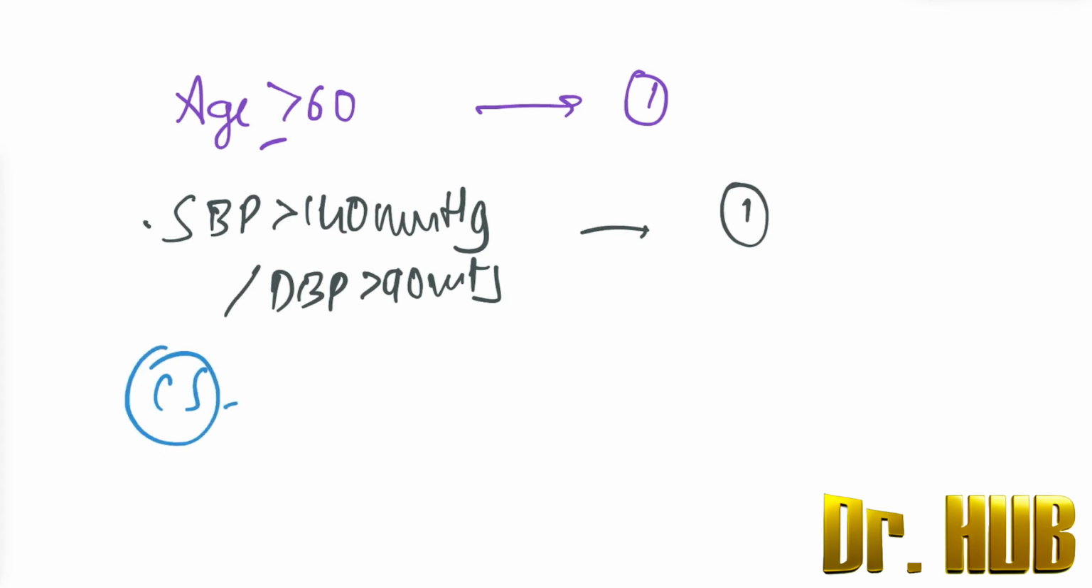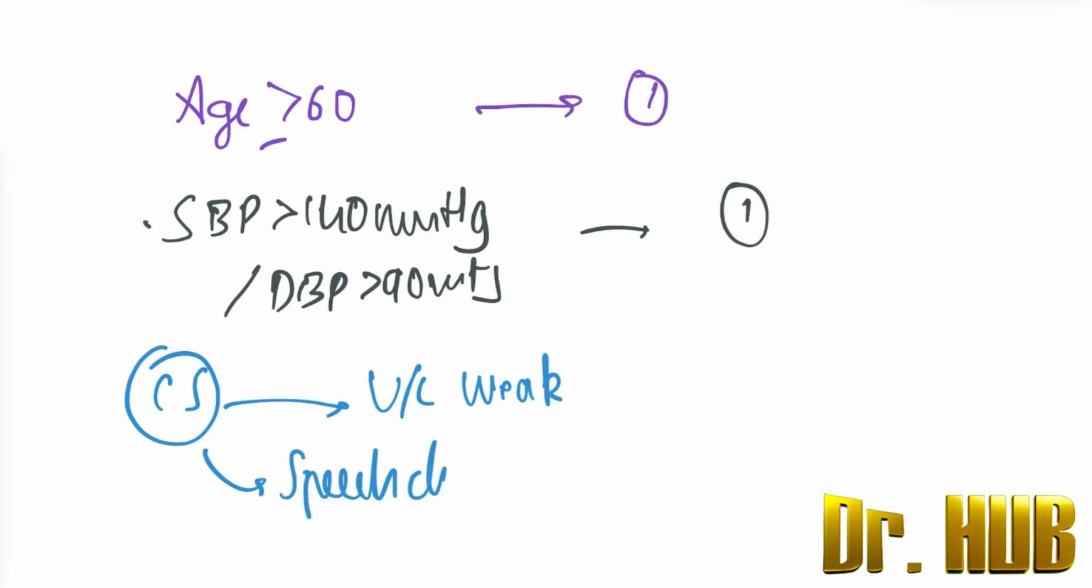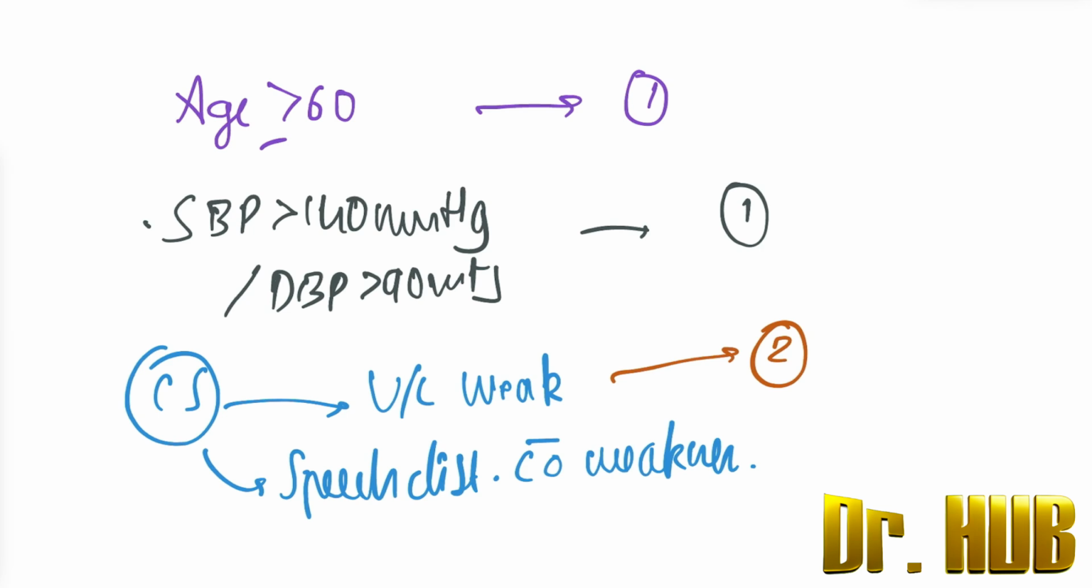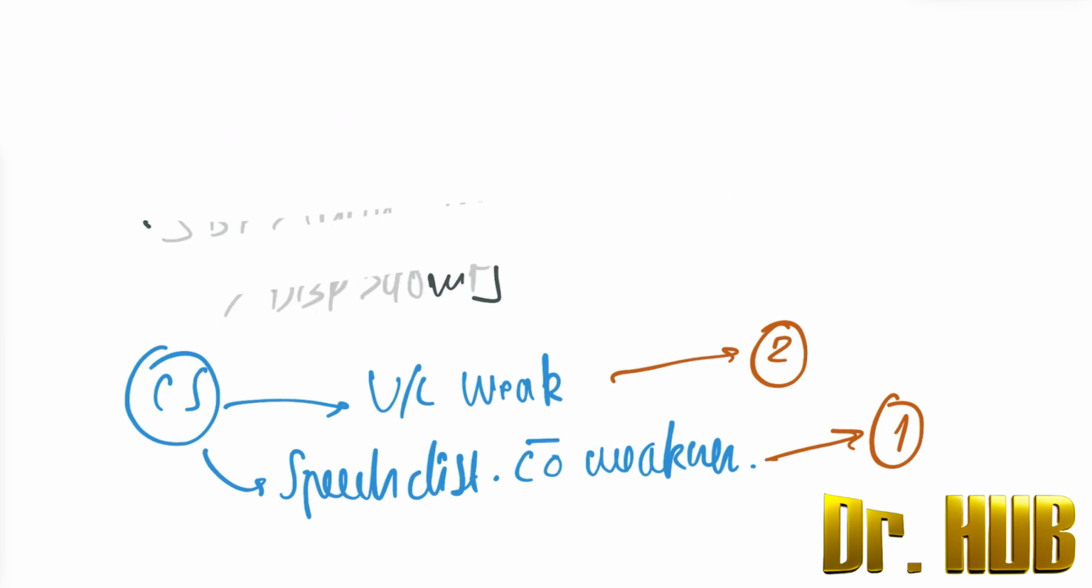Next is the C, which stands for the clinical symptoms. Clinical symptoms can include unilateral weakness, and speech disturbances without weakness. When you look at unilateral weakness, the score here is 2. And then the speech disturbance without weakness, here the score is 1. So the only 2-point score we have seen here is in unilateral weakness.